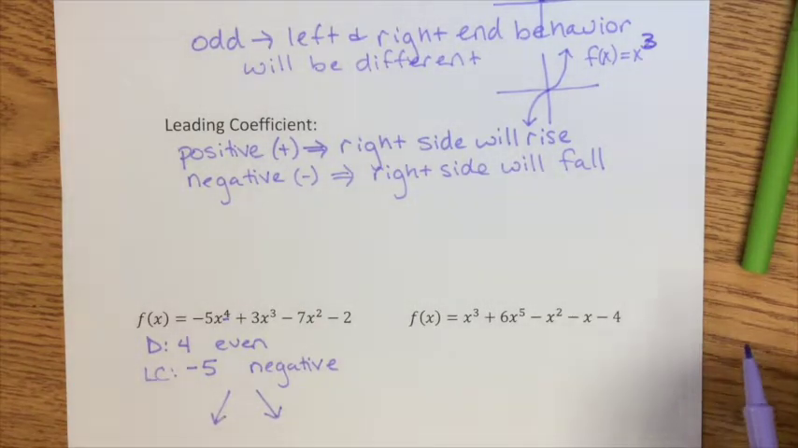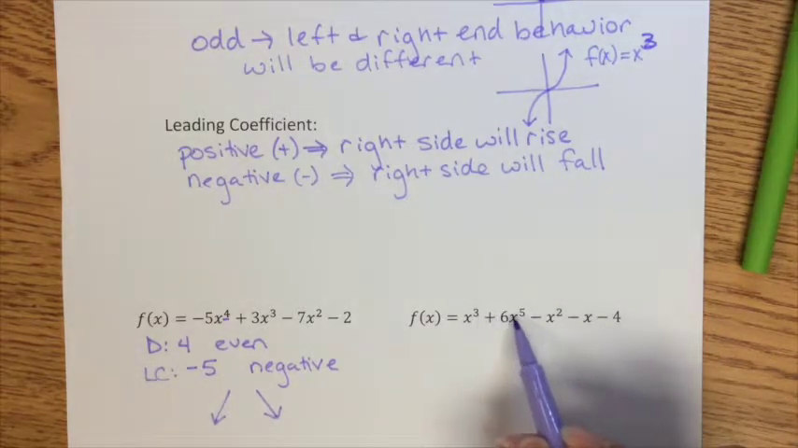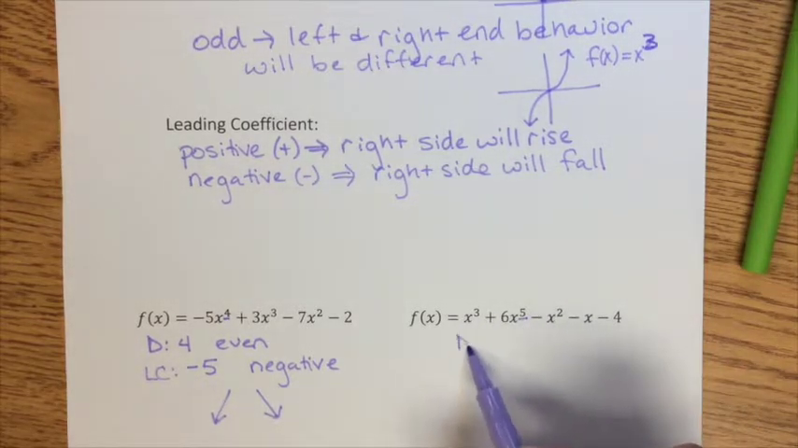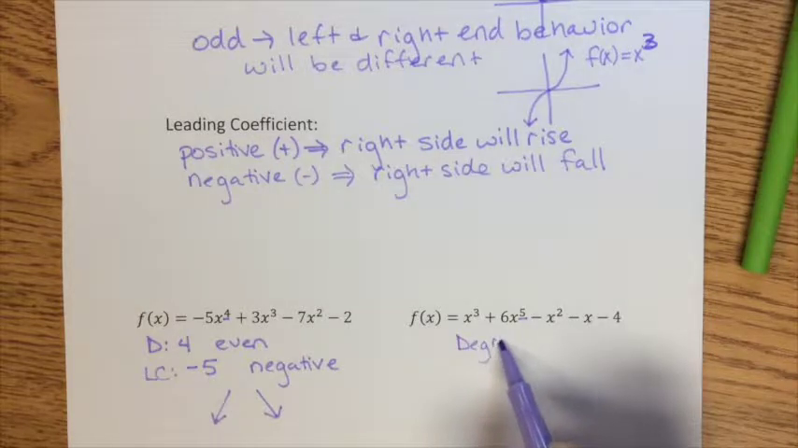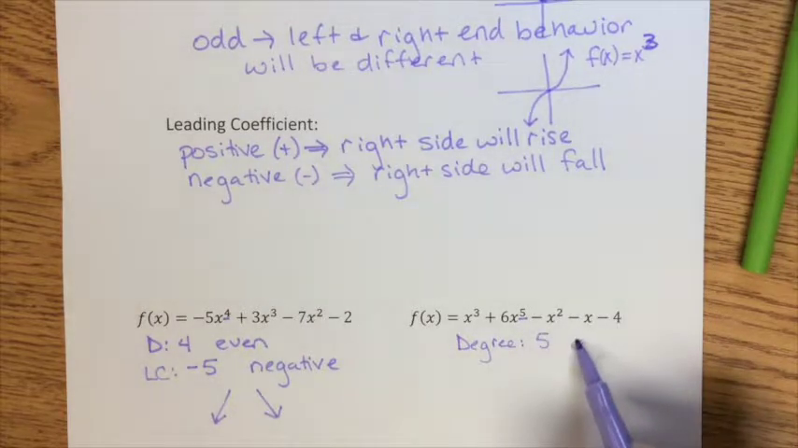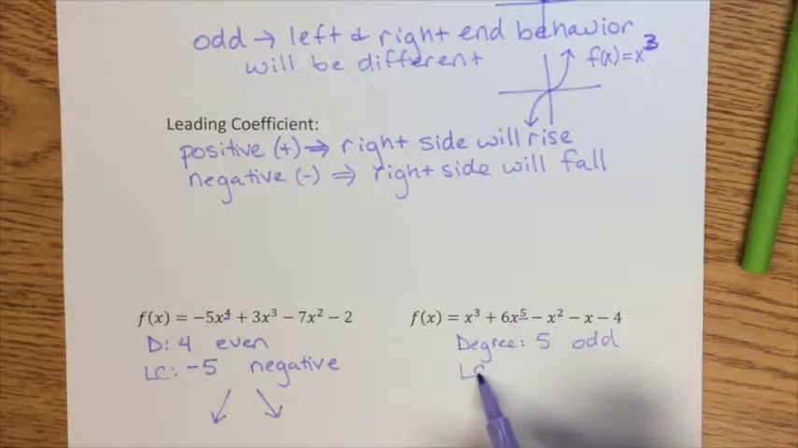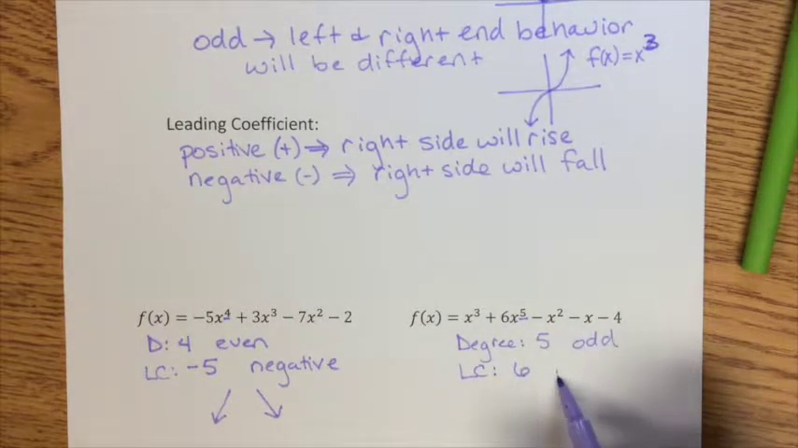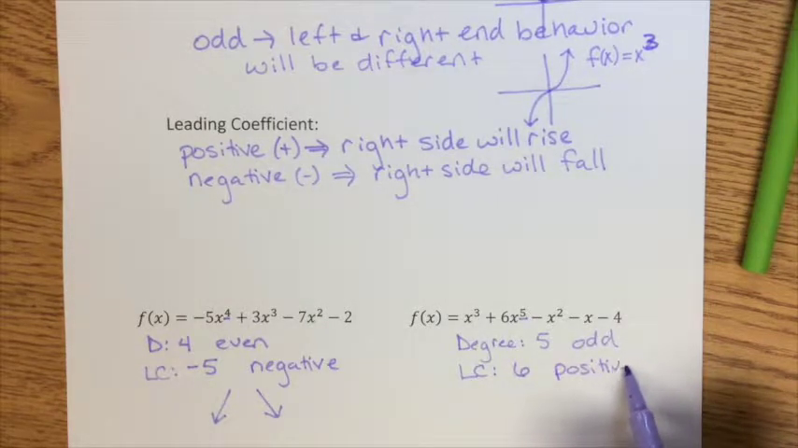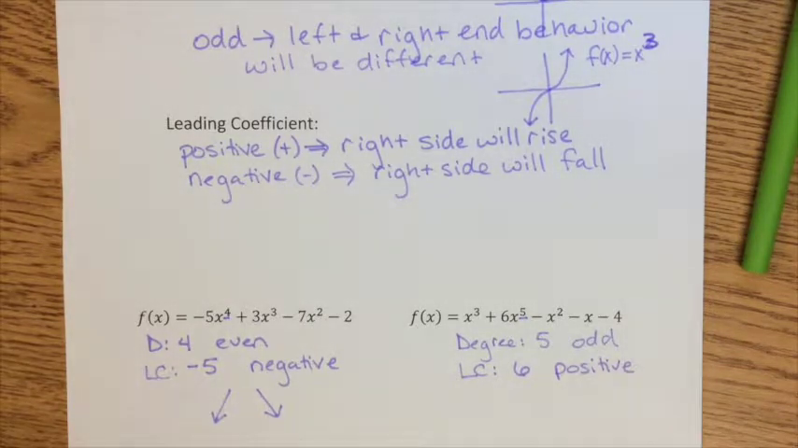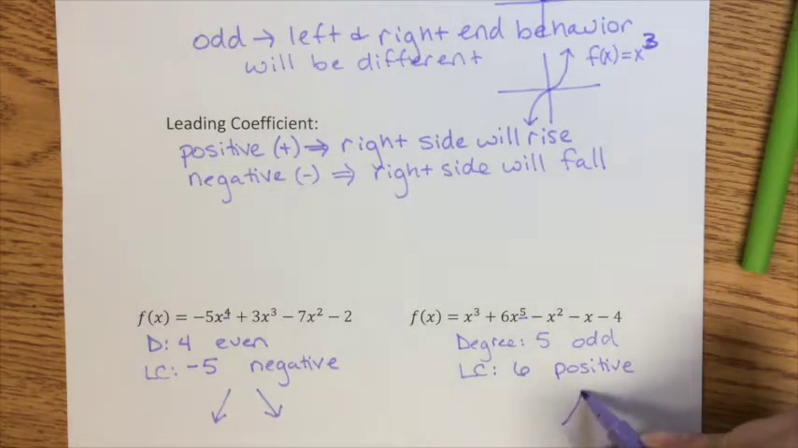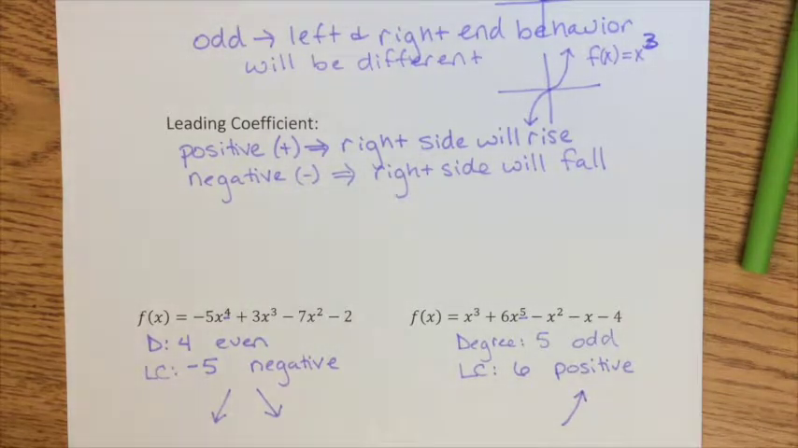Now in this example over here, my highest exponent is 5, so my degree is 5, which is odd. And my leading coefficient is 6, which is positive. So my positive leading coefficient tells me my right side will rise. And because I have odd degree, I know the left side will be different from the right side. So that is a brief sketch of my end behavior.